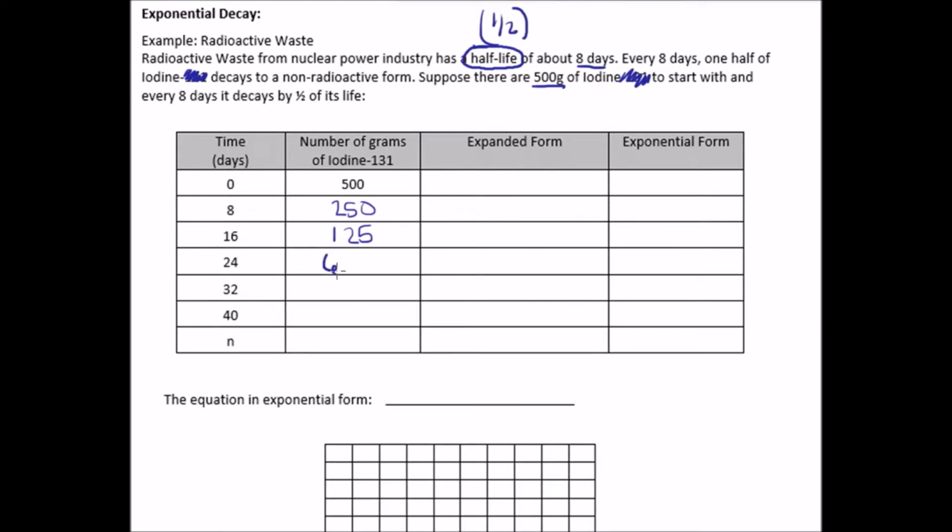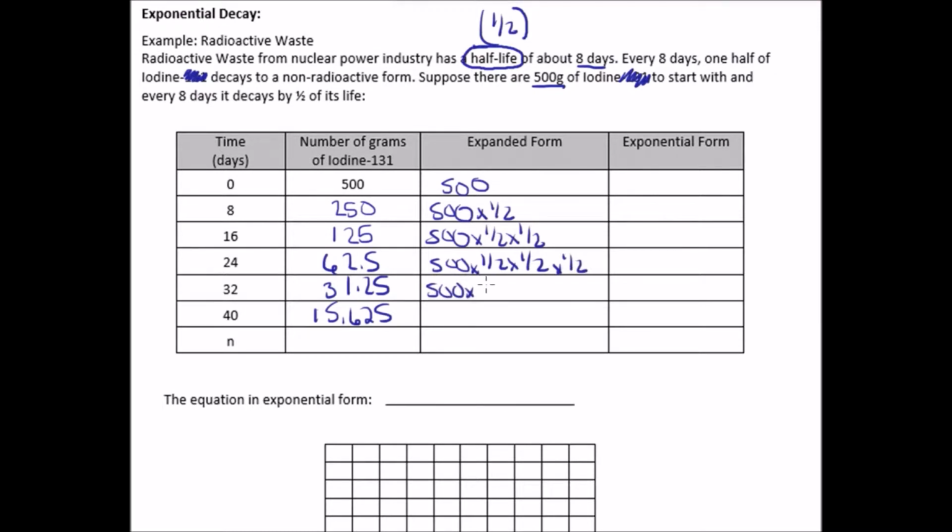Okay, 62.5. Another half of that is 31.25, and then one more half is 15.625. Okay, and how we found that was 500, and then 500 times 1/2. And then what we did for the 16, after 16 days, we times it by a half twice. And 24 days, we times it by a half 3 times.